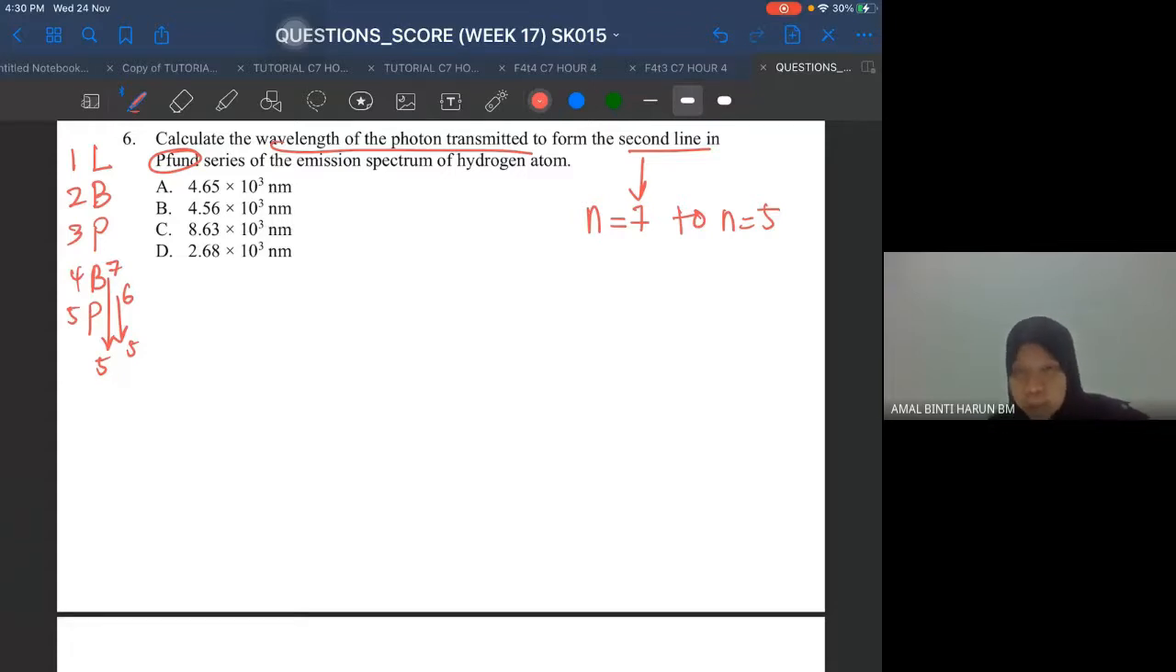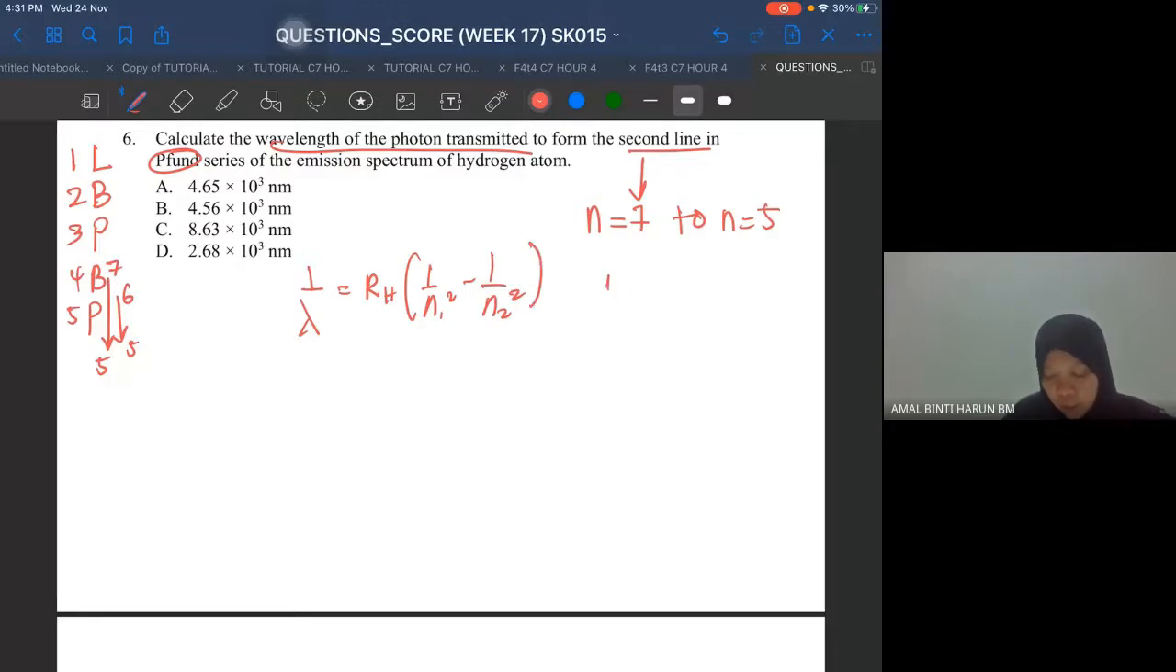Okay, after that, what does the question ask? Wavelength. So for wavelength, 1 over lambda is equal to RH times 1 over n1 square minus 1 over n2 square, where n1 should be less than the value of n2, to make sure the wavelength is positive.